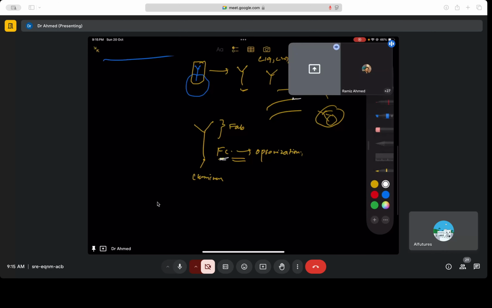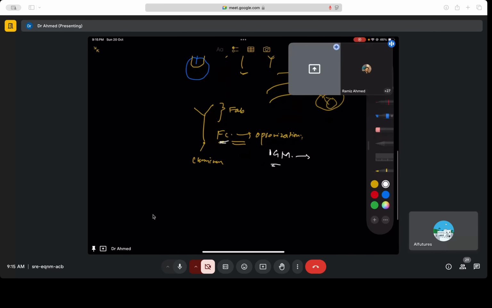Similarly, the IgG and IgM can also bind to this Fc portion. In the complement system, we will be discussing how there are certain pathways for activation of your complement system. One of which is by activation of IgG and IgM, right? So then you have the Fab portion.